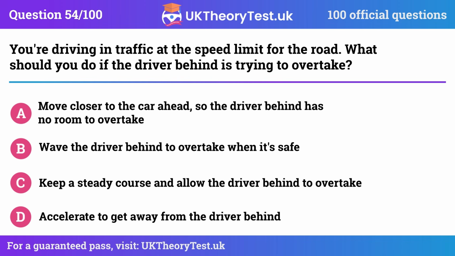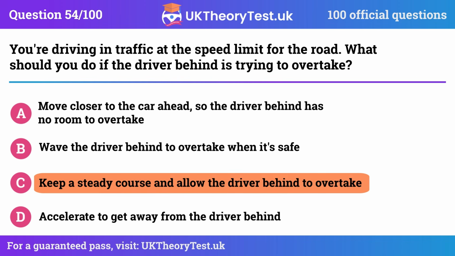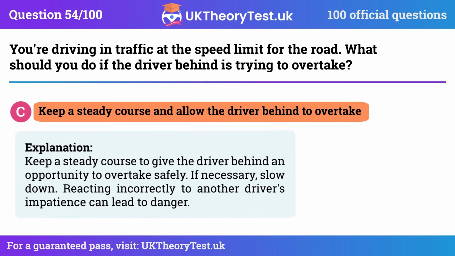The correct answer is C. Keep a steady course and allow the driver behind to overtake. Explanation: keep a steady course to give the driver behind an opportunity to overtake safely. If necessary, slow down. Reacting incorrectly to another driver's impatience can lead to danger.